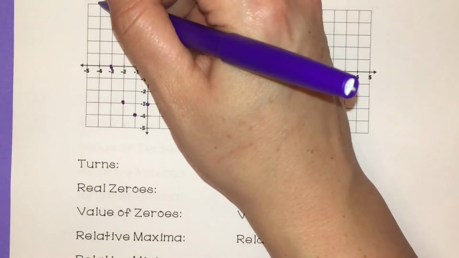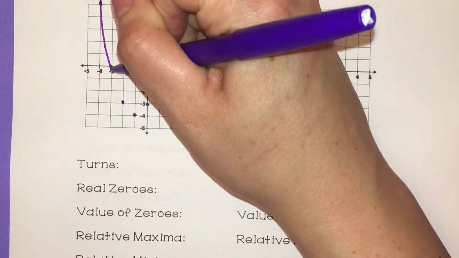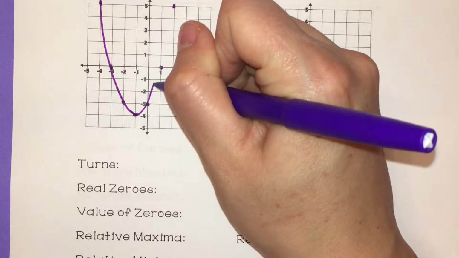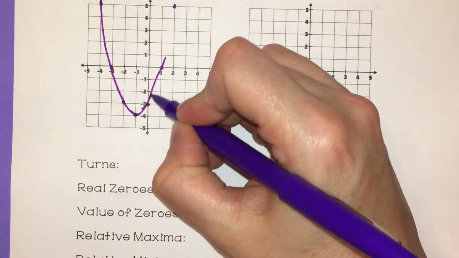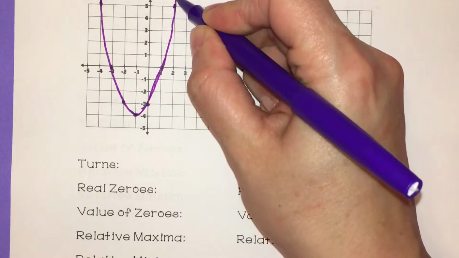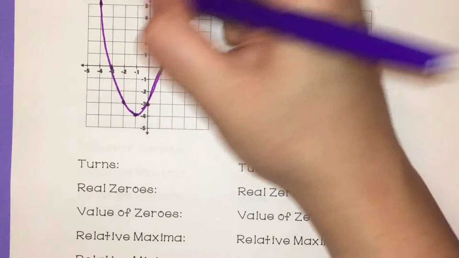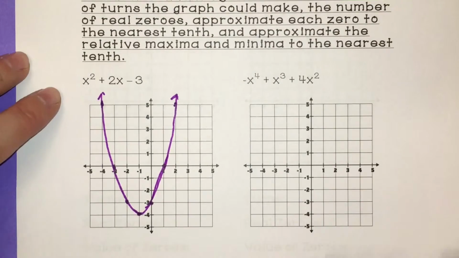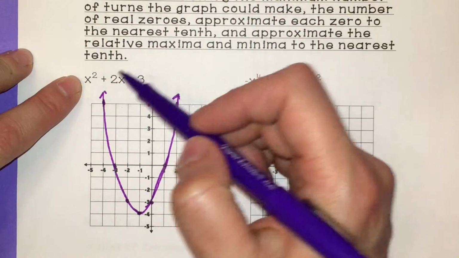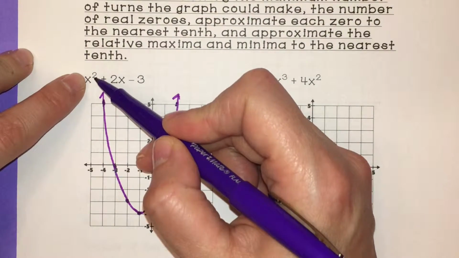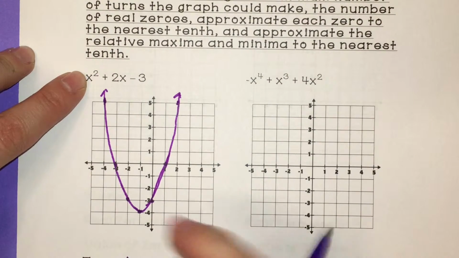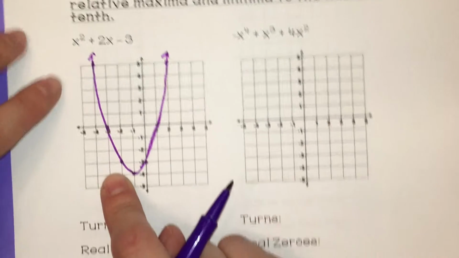So when I graph this, this is what it looks like. Whoops, it is a parabola. It's going to continue going up both sides. All right, so the turns. Well, the maximum number of turns is always taking the largest degree and subtracting 1. So 2 minus 1 is 1. And yes, there's only one turn.